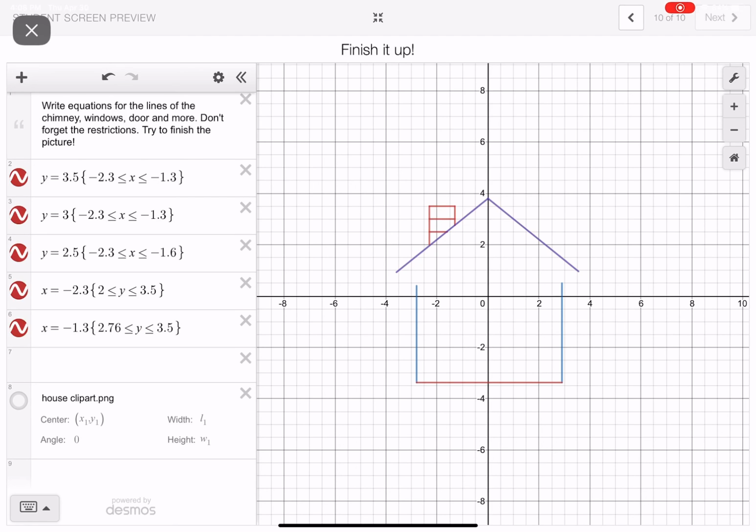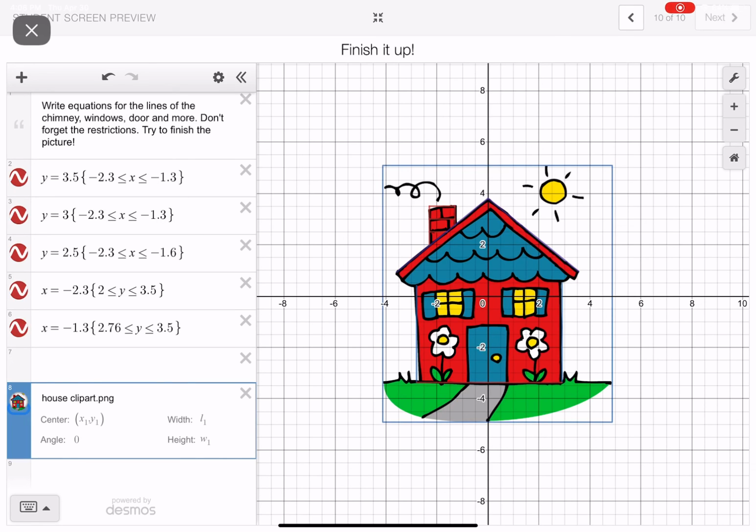I hope that helps you figure out how to graph some of the other parts of this. I'm going to turn the house back on. I would suggest picking a shape like a window, and you're going to have vertical lines, which will be x equals. You'll have horizontal lines, which will be y equals, and we're restricting in the brackets. We're deciding where these things stop and where they start.